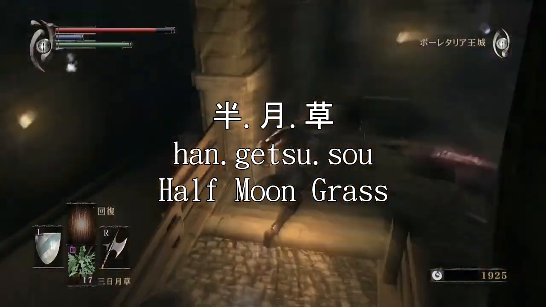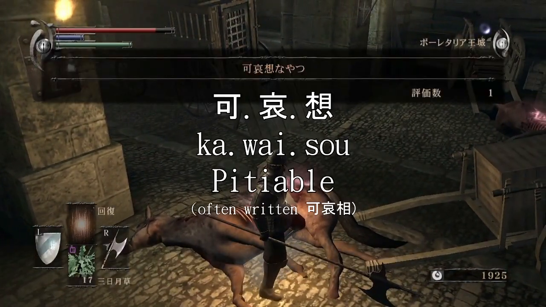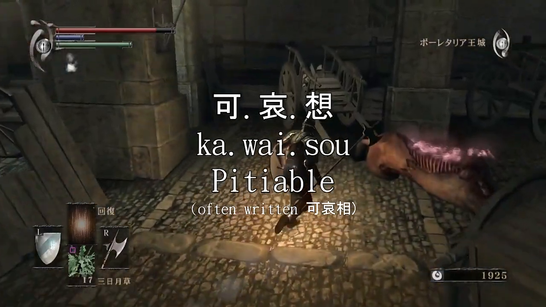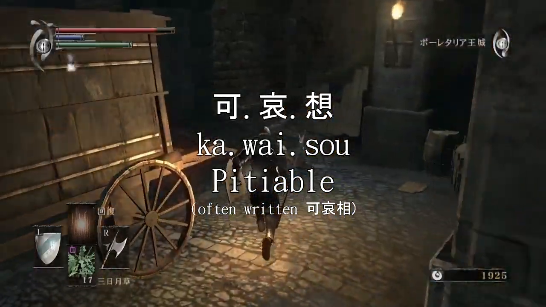Hangetsu so. Half moon grass. Kawai so. Pitiable. This word is made of the characters able, pity, and think.